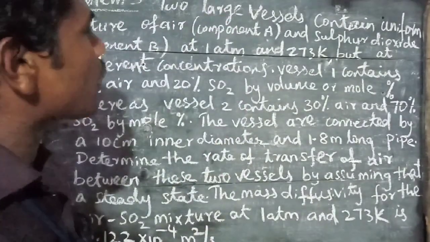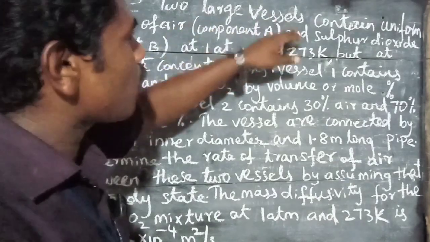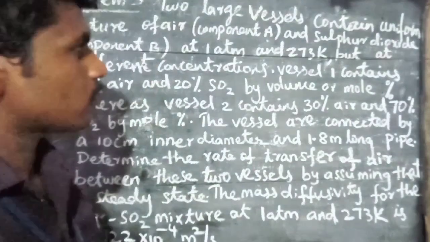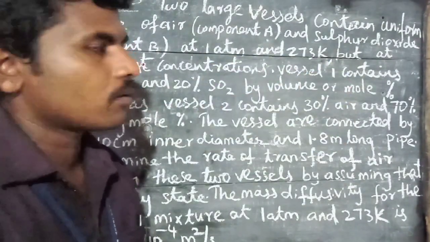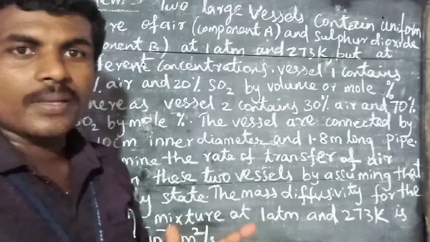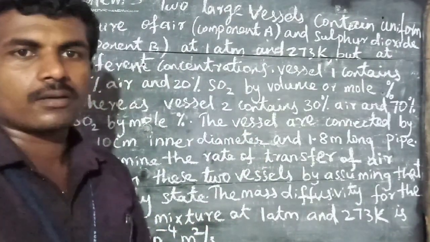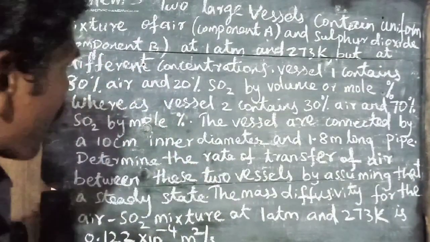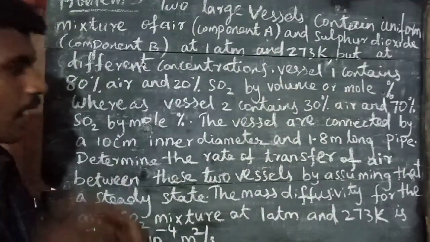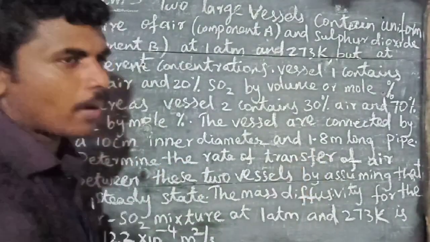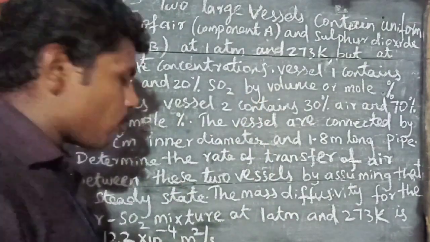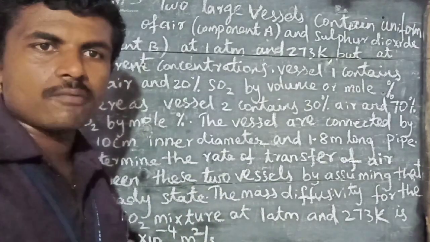In this problem they gave different kinds of data. There are two large vessels, and the mixture of air and sulfur dioxide is uniform, at 1 atmosphere and 273 Kelvin, but the concentrations are different. The percentage of air and sulfur dioxide will be different. They gave the mass diffusivity, only one value, and the vessels are connected by a 10 cm diameter pipe with a 1.8 meter length. Since the value of mass diffusivity is given, this comes under the diffusion mass transfer problem.